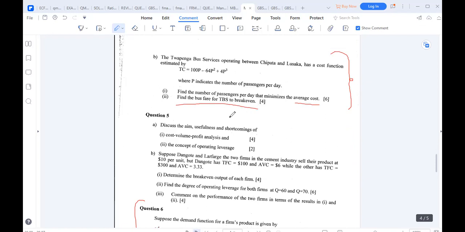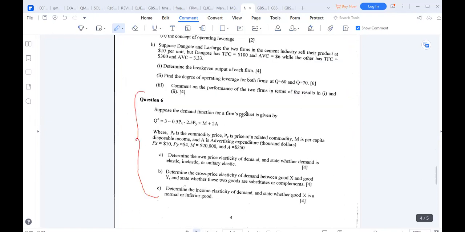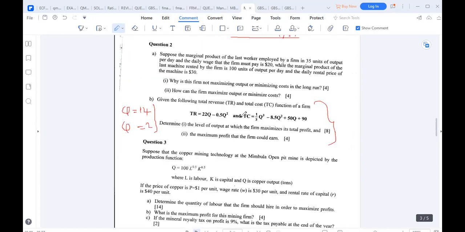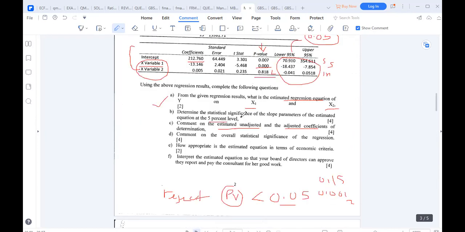So break even occurs where our price or total revenue is equal to total cost. So we break even, or where the profit is equal to 0. So there's an equation that is supposed to be there, but I'm not seeing it.